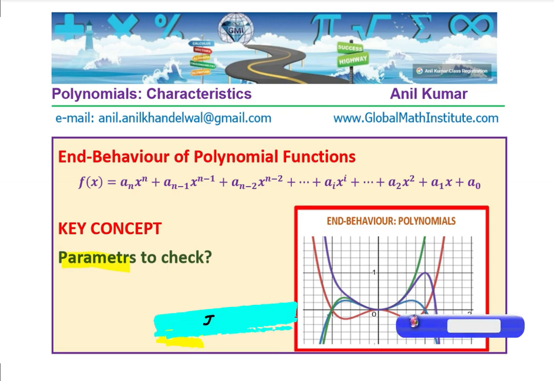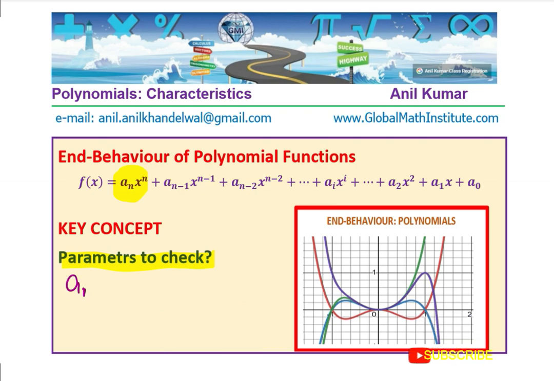Now, to find the end behavior, we have to look into some parameters. So what are the key parameters to check? As you know, we have to look into the leading term, right? So we have to check two things. One, the leading coefficient an, whether it is positive, that means greater than 0, or an is less than 0. So these are one set of parameters which we will get right from the equation. And the second is the degree, whether it is odd or even. That will define the end behavior. Perfect.